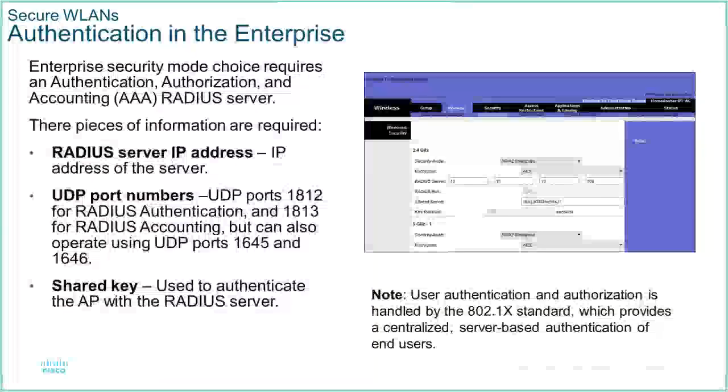When setting up for enterprise, you need to tell it again what encryption you're going to use, but you then have to add the location of the RADIUS server, i.e. its IP address, what port it's running on, and the pre-shared key that the access point and the server use to authenticate between themselves.